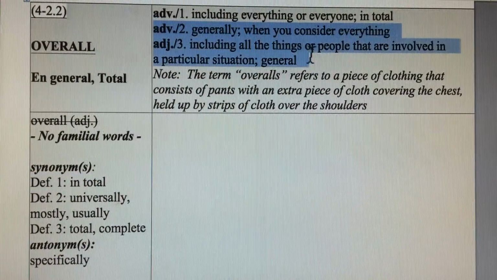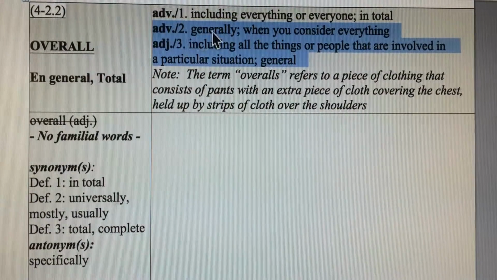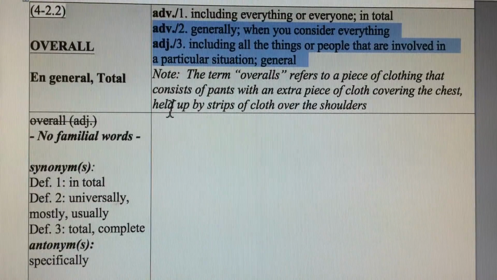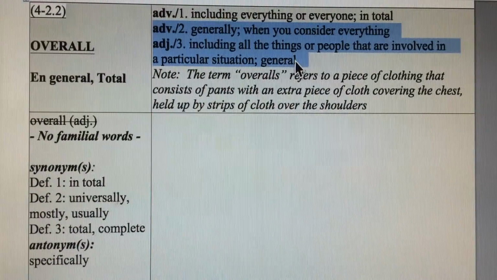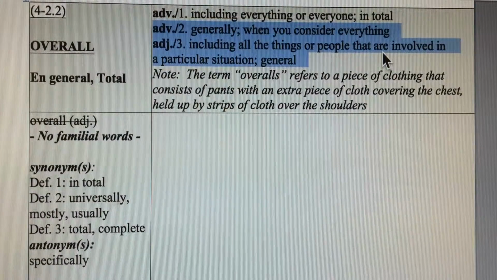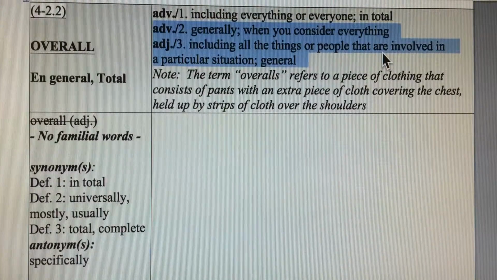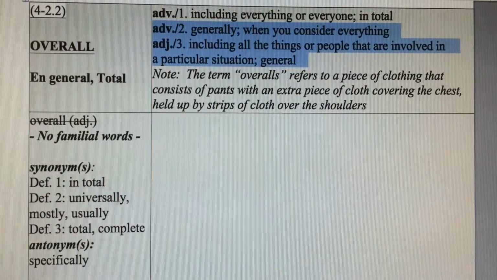The second and third definitions are very similar, even though they're different parts of speech. The adverb definition is generally, when you consider everything. And the third definition, the adjective, is just in general, including all the things or people that are involved in a particular situation. Okay. This might become clear when we look at your sentence example.